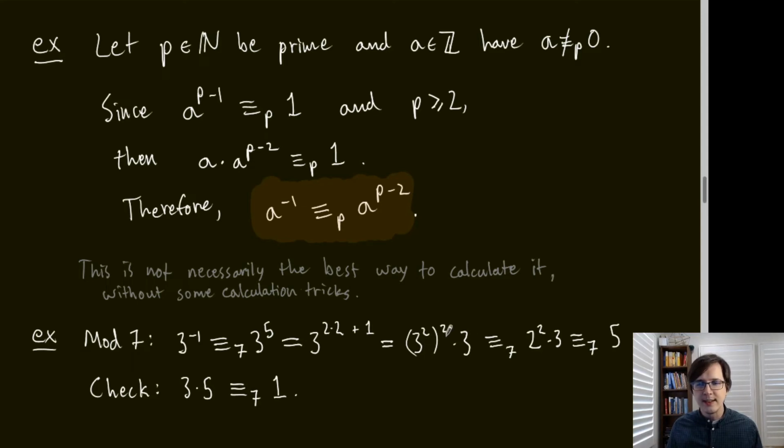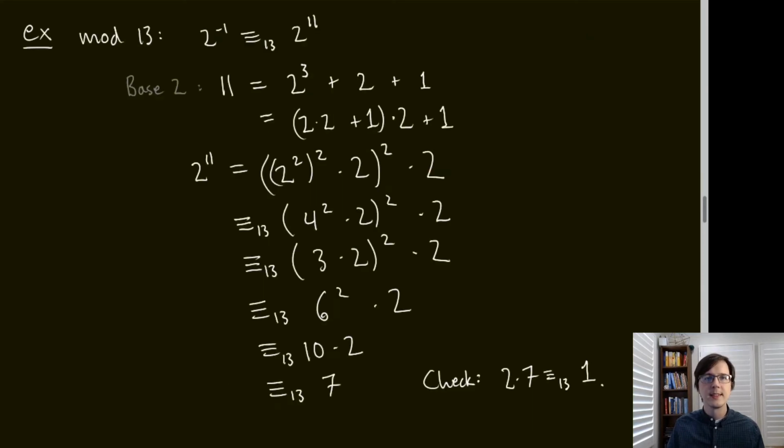So 3 squared is 9, which is 2 mod 7. So we replace that. And then 2 to the 2 is 4. Times 3 is 12, which is minus 2 mod 7, because 14 minus 12 is 2. And minus 2 is 5 mod 7. Okay, so then let's just check. 3 times 5, that's 15. That's 1 more than 14, so it's 1 mod 7. So that worked.